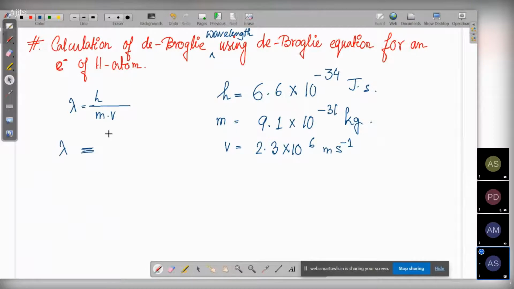Lambda is equal to... and if you have any doubt, always tell me, because this is a very, very basic chapter. If your concepts are not cleared for this chapter, then it will affect the other chapters. 6.6 into 10 to the power of minus 34 divided by the mass, 9.1 into 10 to the power of minus 31, into 2.3 into 10 to the power of 6.